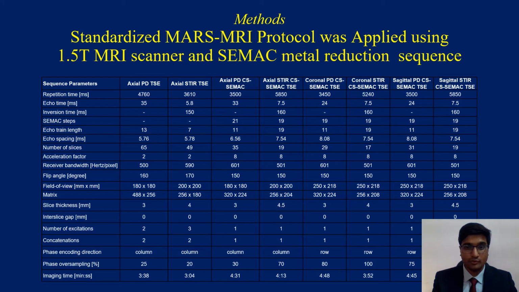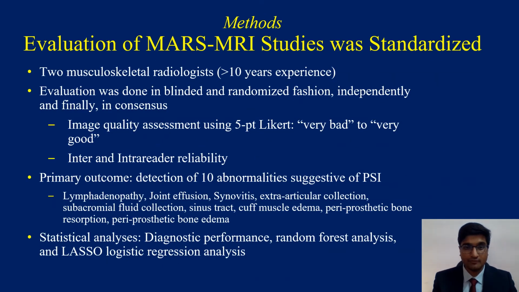A standardized MARS MRI protocol was applied for all the patients using a 1.5 Tesla MRI scan, and the metal reduction sequence used was CMAC. Evaluation of MARS MRI studies was standardized, with two musculoskeletal radiologists with over 10 years of experience reading all the MRIs. They read them in a blinded fashion, in randomized fashion, and independently, and finally in consensus. They did image quality assessment, and inter and intra-reader reliability was done. Primary outcomes were detection of 10 abnormalities which could be suggestive of PSI.